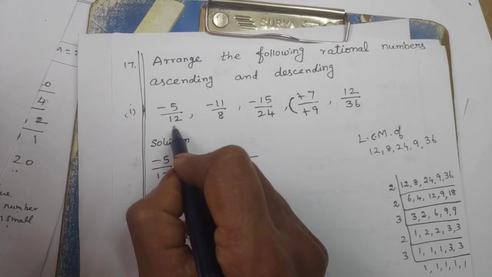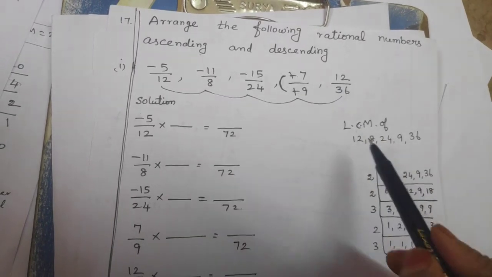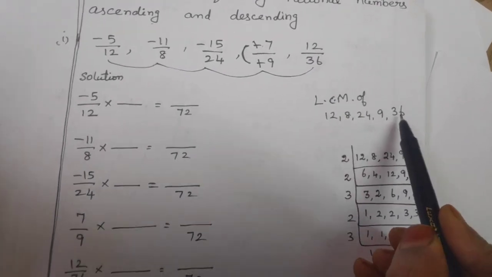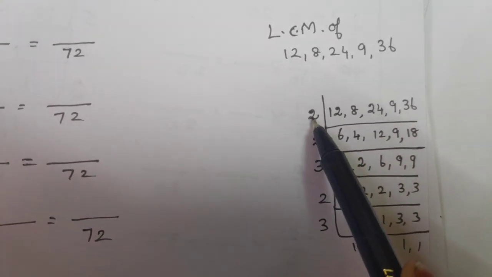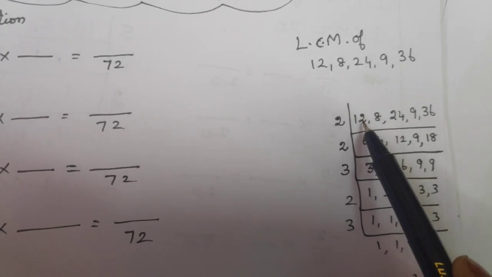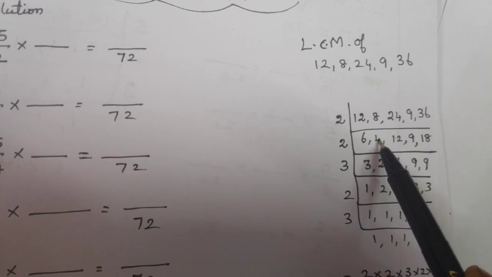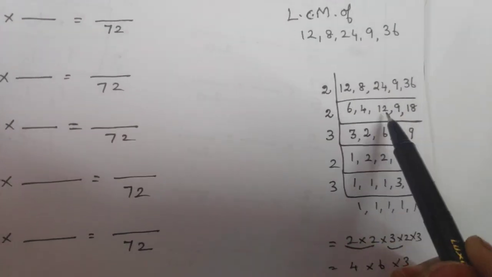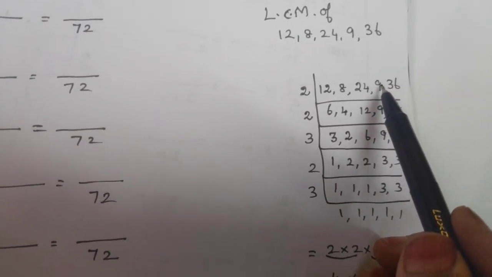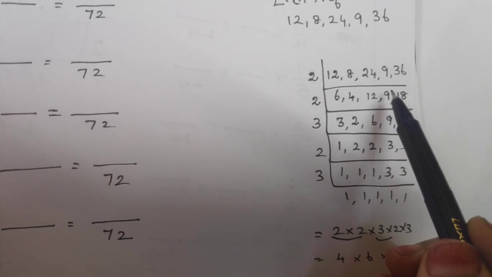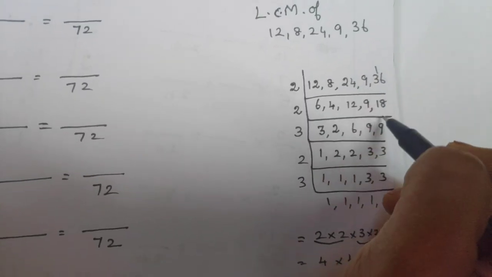Now take all the denominators. Since they are different numbers, you want to take the LCM. LCM of 12, 8, 24, 9, 36. First select the 2 table. How many 2s are 12? 6 2s are 12, so write 6. How many 2s are 8? 4 2s are 8. How many 2s are 24? 12 2s are 24. 9 is not possible, so you write 9 straight. Next, 2 1s are 2, 8 2s are 16.